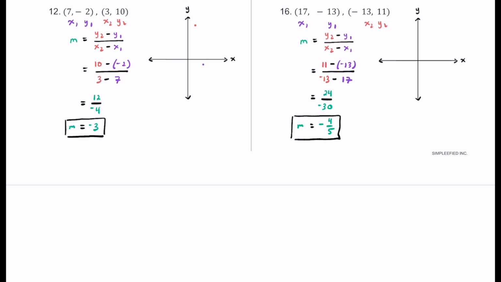So our slope here is -4/5, so it should be pretty close to a 1-to-1 ratio, or that diagonal line moving down to the right. So 17, -13 would be maybe somewhere like here. And then this -13, 11 should be somewhere over in quadrant 2 like this. So we definitely have a negative slope.